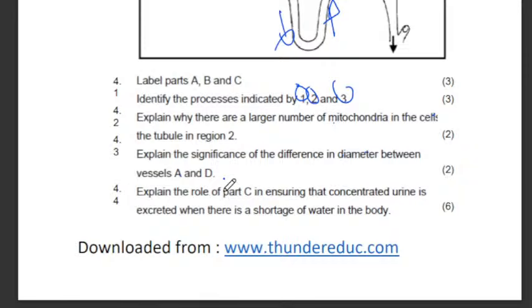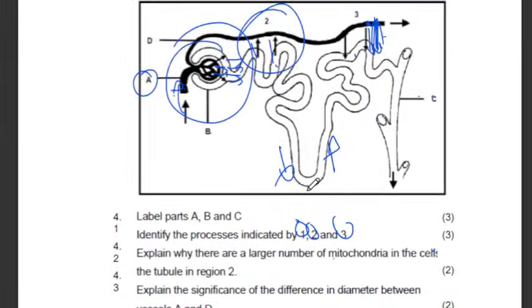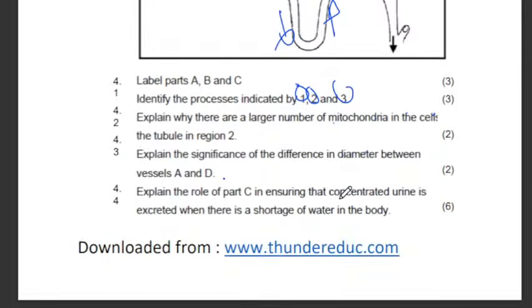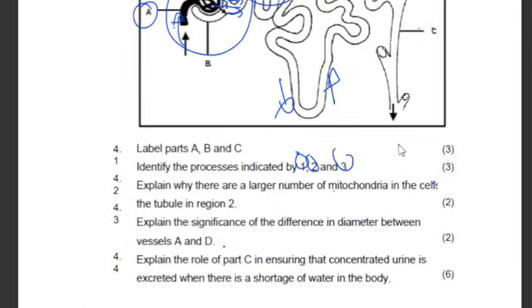Then they are saying, explain the role of C. Where is C now? The role of C in ensuring that concentrated urine is excreted when there is shortage of water. So basically it helps in the reabsorption of water, further reabsorption of water, if the body still requires that water.